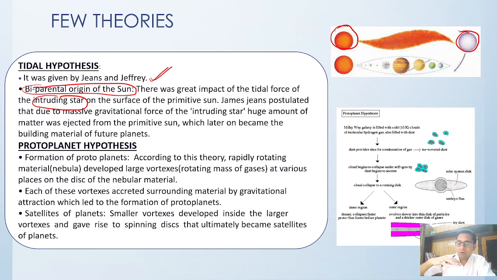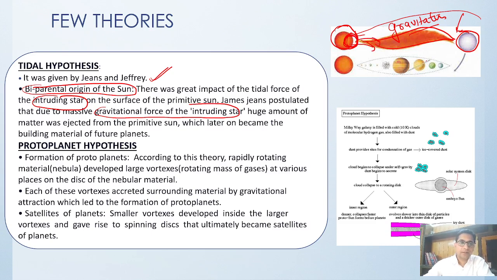Earlier the sun was of a different category, and right now the sun is of a different category. But during the starting phase, when the sun was getting generated, there was a star going by nearby this sun. Because of that, a bulge was created because of the gravitational force of the intruding star. Because of this gravitational force, a huge amount of material from this primitive sun got extracted. This matter was ejected from the sun, and it condensed into various planets. Did you get it?